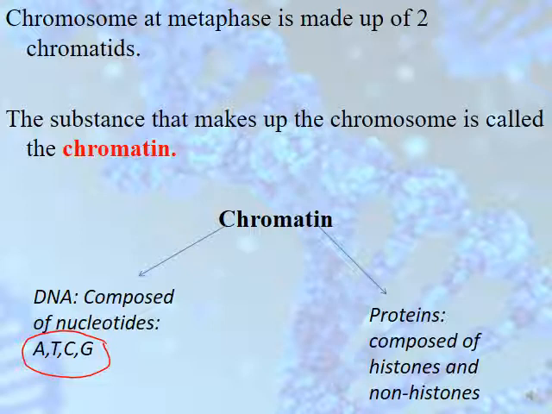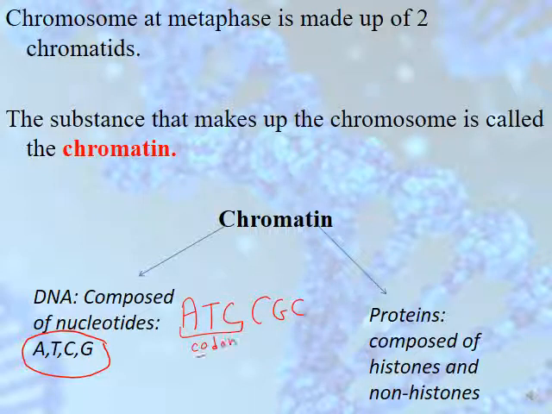Every 3 nucleotides are called a codon. For example, if I have A, T, C, and then I have C, G, C, then ATC is called a codon. A codon has another name, triplet. So 3 nucleotides together are called a codon, and later on they will code for an amino acid. We will discover this in the coming slides.